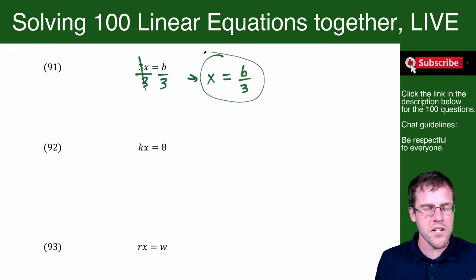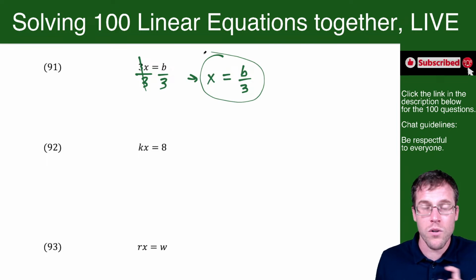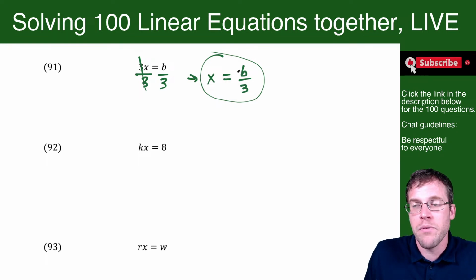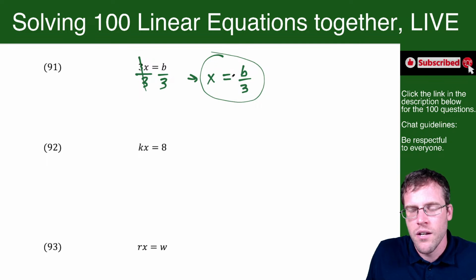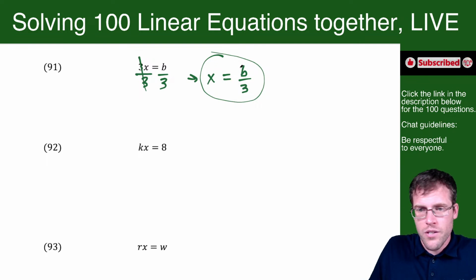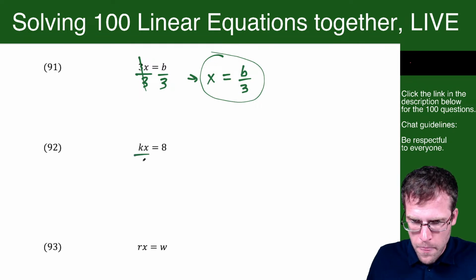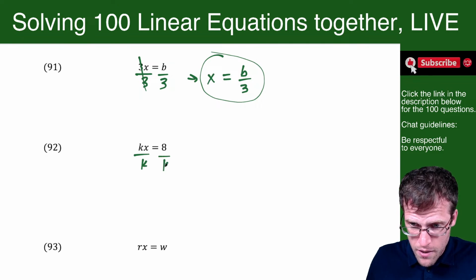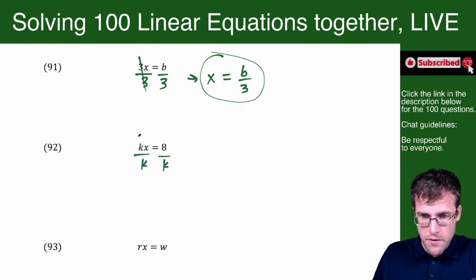Okay, so literal equations bother people, but it's still the same idea. What's annoying about literal equations is you can't simplify b over 3. Let's say b was 9, then 9 over 3 is 3. But we don't know what b is. So nothing simplifies.